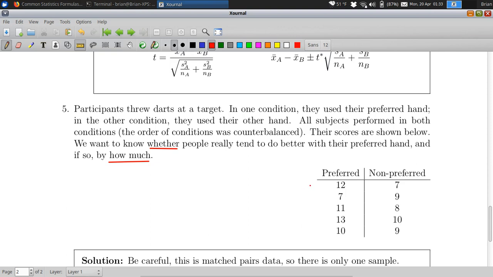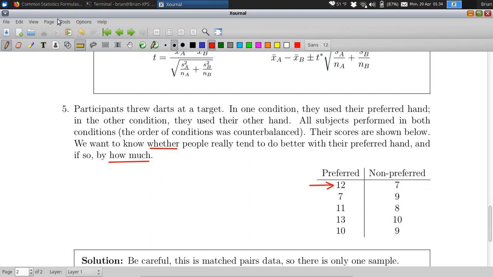This data, each of these pairs of numbers goes with one individual. The first person got 12 points when he used his preferred hand and only 7 points using their non-preferred hand. But these two numbers are not independent numbers from different samples. They're really two different numbers from a single individual from only one sample. So what we should do is we should do the matched pairs technique. When you're doing matched pairs, you don't use either of these two numbers, you just use the difference.